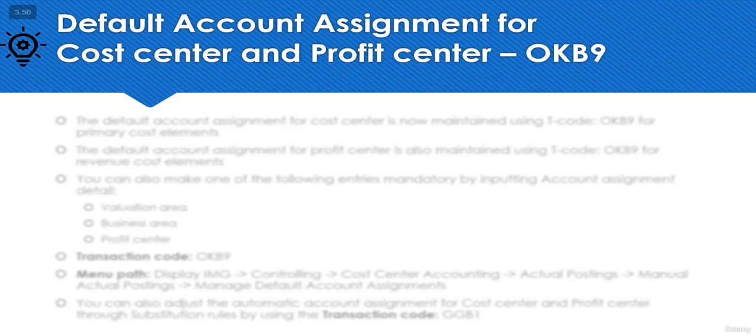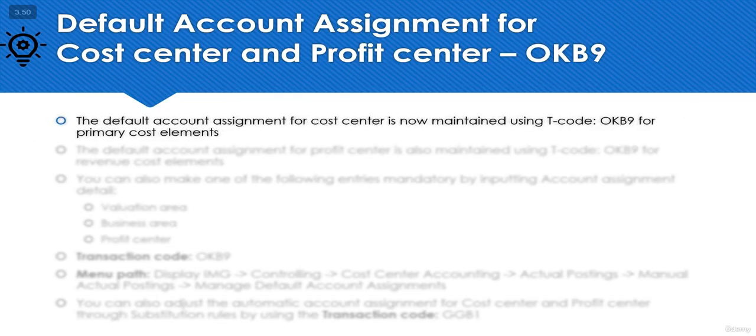In this lecture, I will show you how we can make default account assignment for cost center and profit center by using the transaction code OKB9. We used to do this setting through cost element master data in SAP ECC, but in SAP S/4HANA Business Suite, as cost element is now created from GL account master data, so we do not have that option now. We cannot make a default cost center in cost element master data. So we now have only one option to do that through the transaction code OKB9.